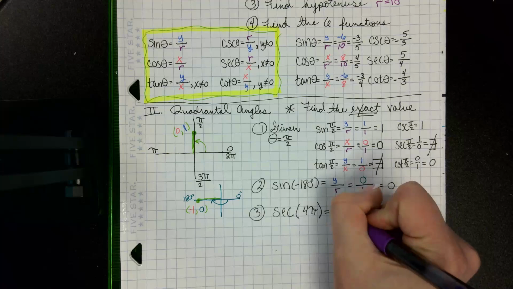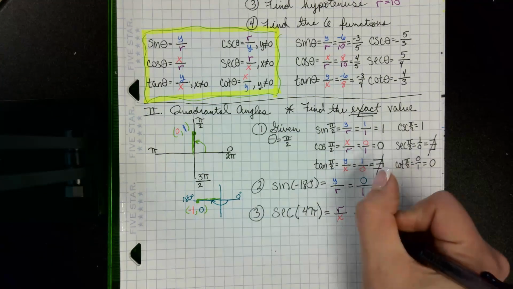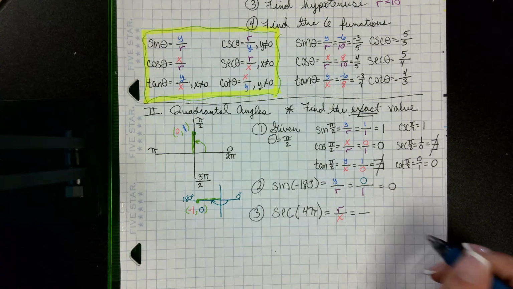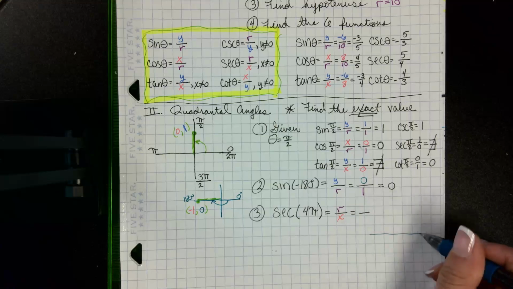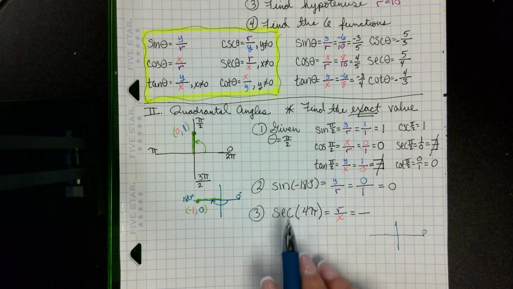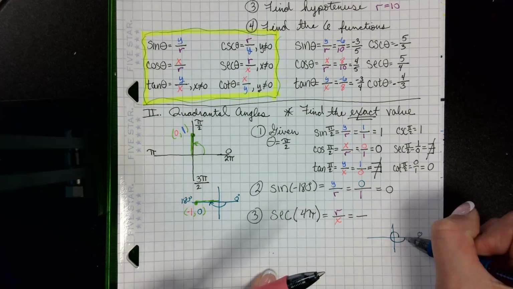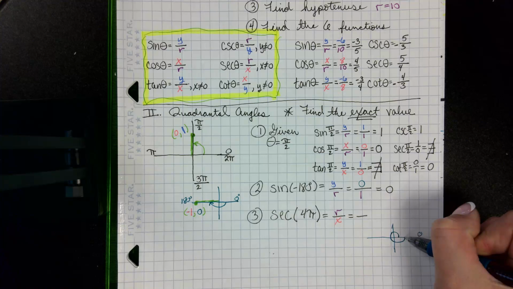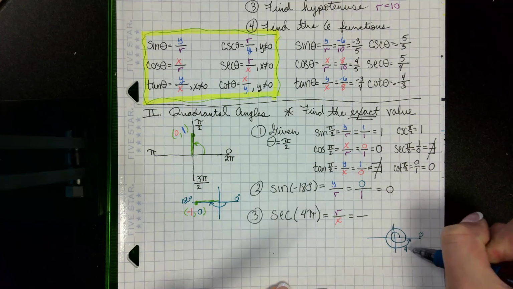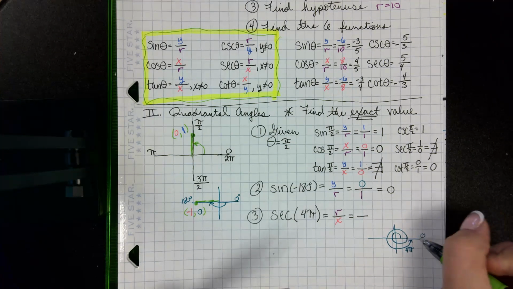So we would have r over x. So now we know what secant looks like. And then just sketch to figure out what you're dealing with. 4 pi is more than once around the circle, but that's okay. So that's 1 time around the circle in the positive direction. That gets me to 2 pi. And if I go around again, now I'm at 4 pi. So that's 4 pi. It's a coterminal angle with 2 pi.